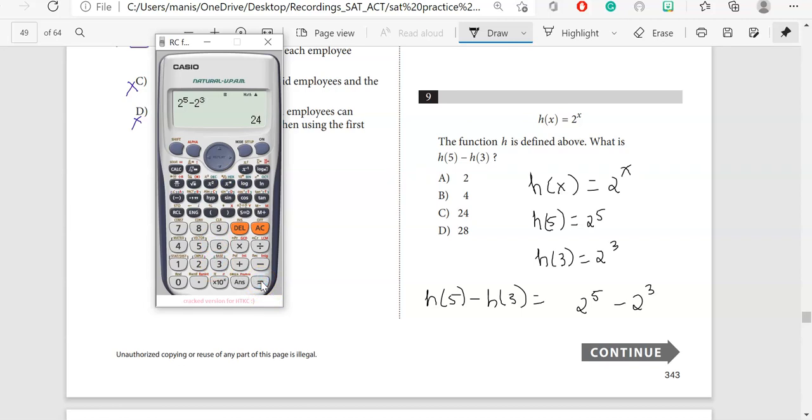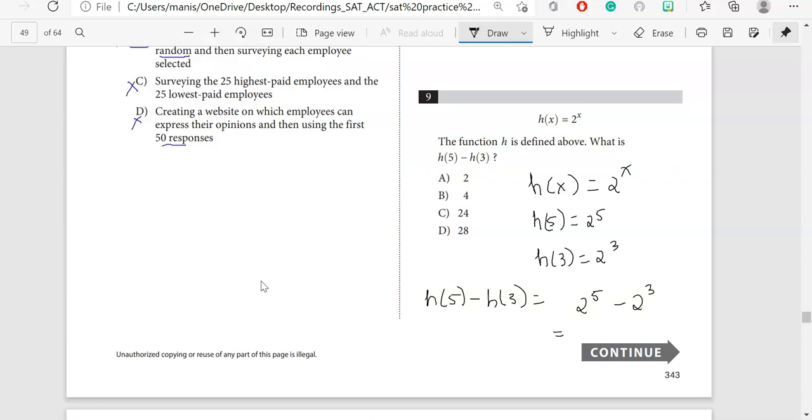My answer is 24 over here, as you can see. So this is my answer, 24. Okay, so option C is the correct answer choice for question number 9.